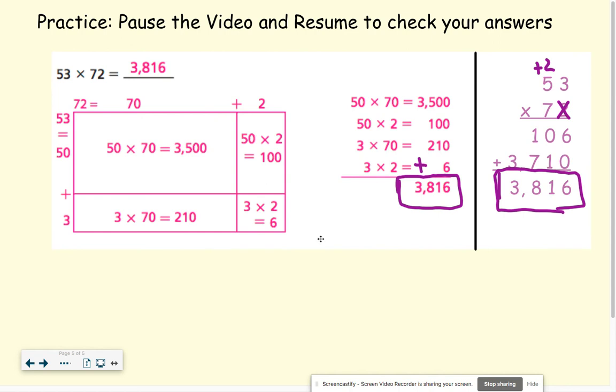Now remember, we have talked about estimating products. We could have estimated this product. 53 would turn into 50 times 72 would turn into 70. We get an answer of 3,500. And if you notice, 3,500 and our actual answer are not far off. So we know we came up with a right answer.